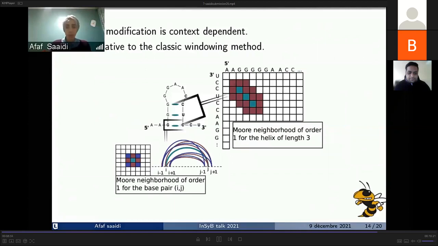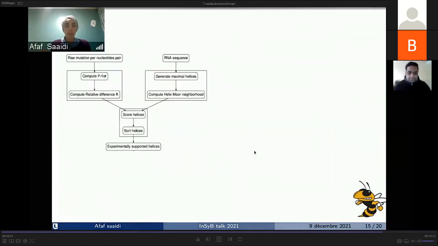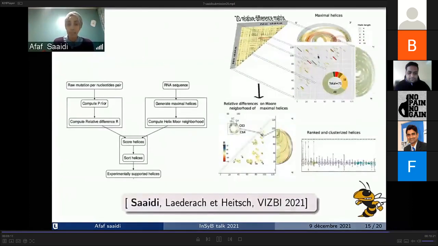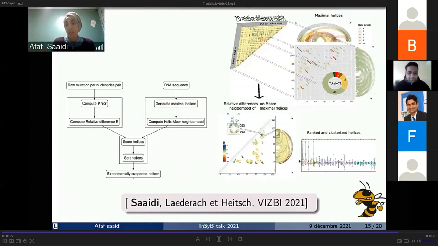developed the mutation neighborhood for a base pair, and we have also proposed the mutation neighborhood for a helix. So RedMax takes as input a read mutation data per nucleotide pair and an RNA sequence, for which it generates maximal helices, then we compute the mutation neighborhood, then we compute relative differences, and it ends up sorting helices based on their relative difference in mutations.